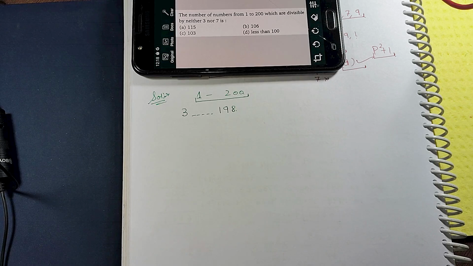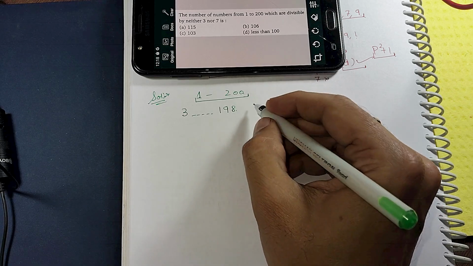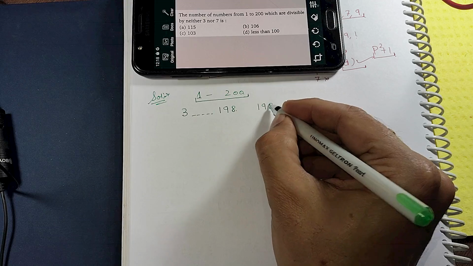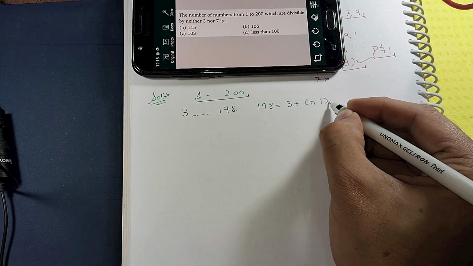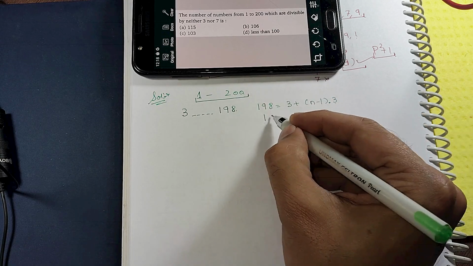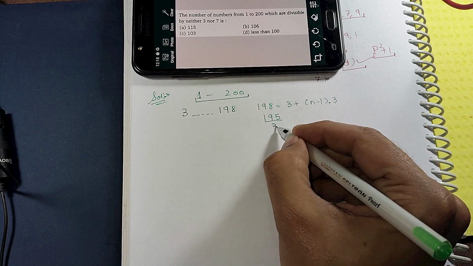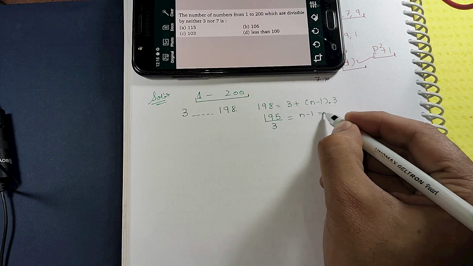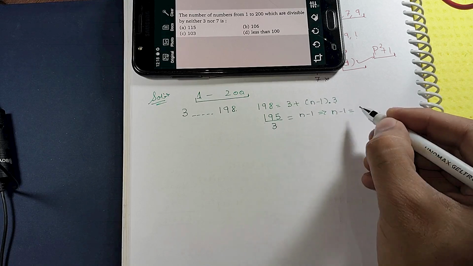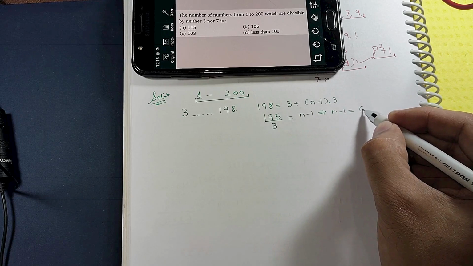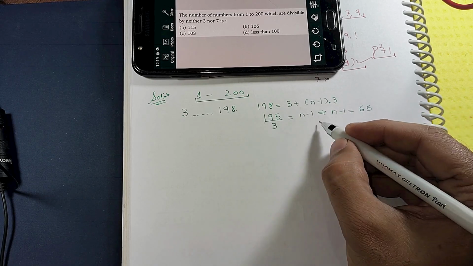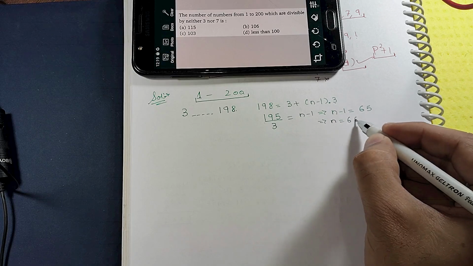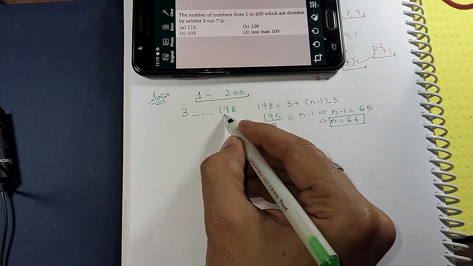Right? Now we need to find how many such numbers there are. So the nth term 198 is equal to a, that is 3, plus n minus 1 times 3. So this is 195 divided by 3 equal to n minus 1. So n minus 1 is equal to 65, so n is equal to 66. Now these are the numbers which are divisible by 3.